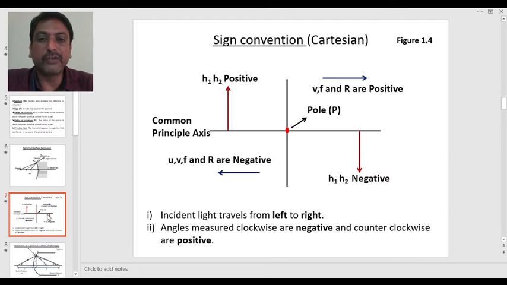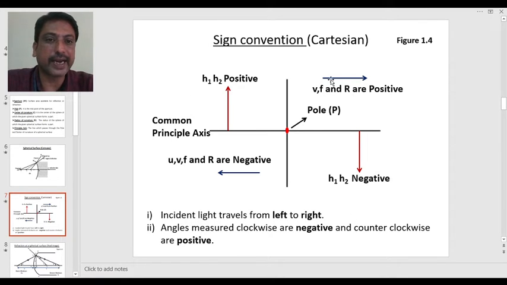Before going to study the refraction with respect to spherical surfaces, we require certain sign conventions. So usually we follow Cartesian sign conventions, which are used widely in different books. As we all know, this horizontal line is considered as the common principal axis, and this is known as the pole or vertex. According to the sign convention, first we assume that when a light is made to be incident on a surface, the incident light always travels from left to right.